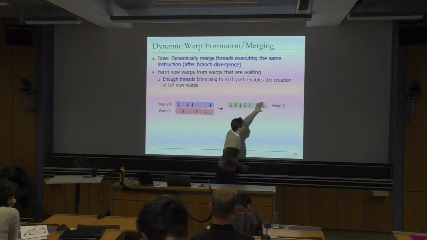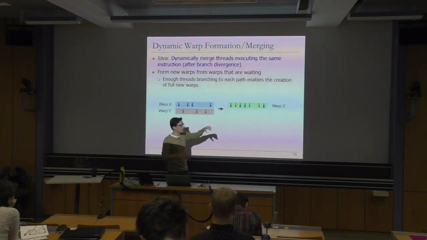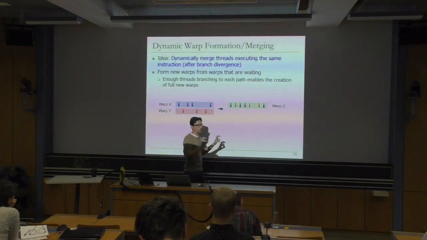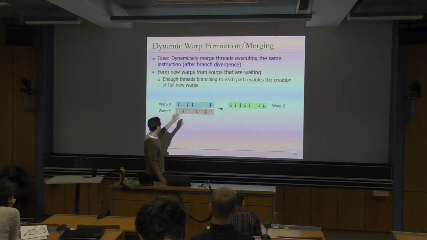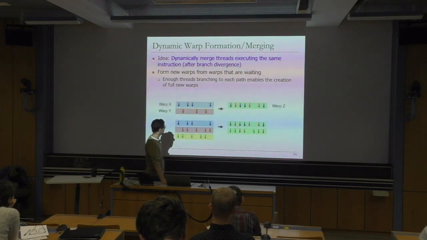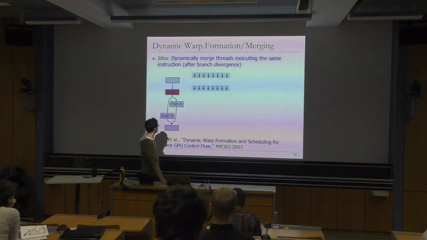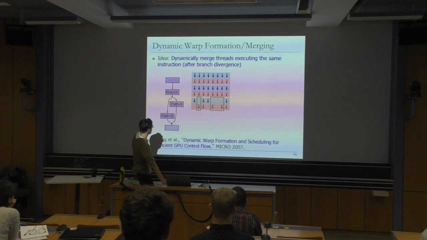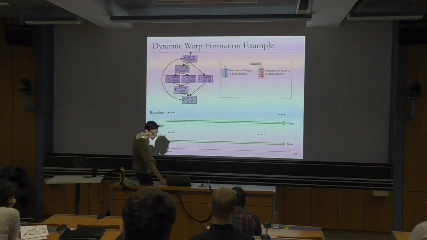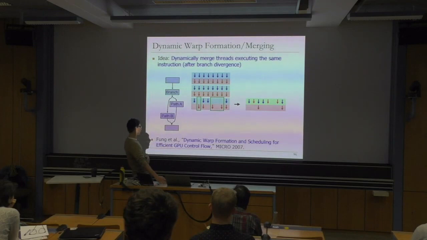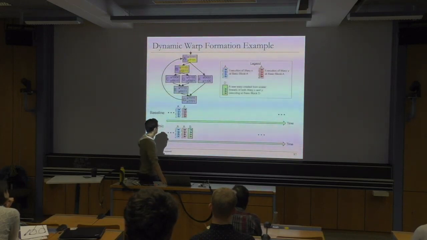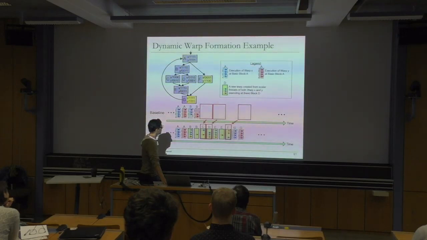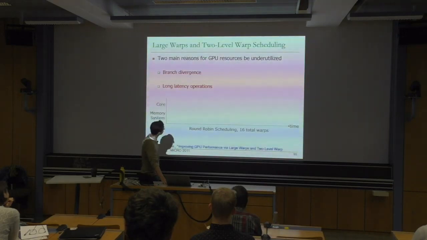So what the hardware, the warp scheduler, does is compose an artificial warp. In this case, you see that this warp Z contains threads that originally belonged to warp X and warp W, and this way you can have a more efficient execution. You have a nice example here. This is the title of the paper: Dynamic Warp Formation and Scheduling for Efficient GPU Control Flow. And here you can see a very nice example, pretty simple as well.